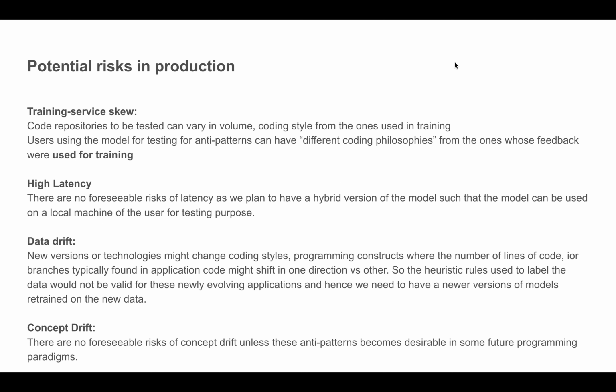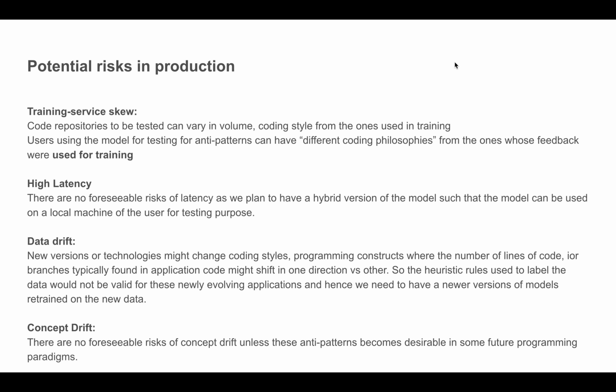What are some of the potential risks? Code repositories that can be tested vary in volume and coding style. Different users come with different coding philosophies. They write code differently, and they might have different notions of what anti-patterns are. It can be tricky to even incorporate the user feedback or train a model for a specific set of users. Latency, we don't really see any risks for latency as it's going to be a hybrid model.